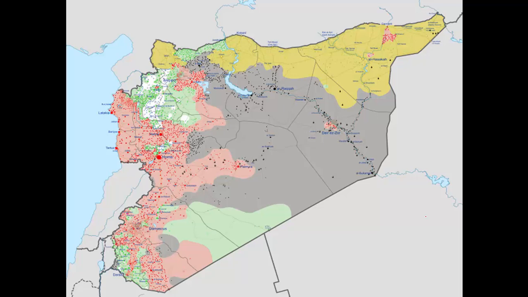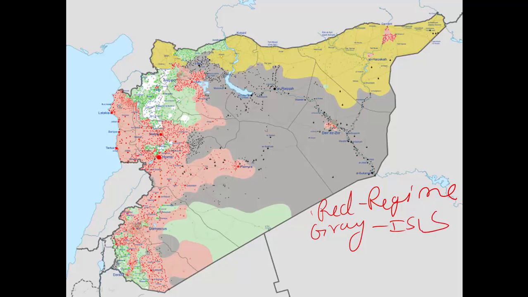This is the map of 2016, the various areas controlled by the different factions. The red colored areas are under the control of the regime, the Assad government. The grey colored area is all ISIS. The yellow colored area is the Kurdish people. In the green around Aleppo, this is Aleppo, the areas around Aleppo are controlled by the FSA, the moderate rebels, and all this white colored area that you see in between is controlled by Al-Nusra.